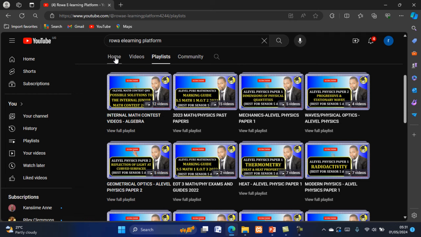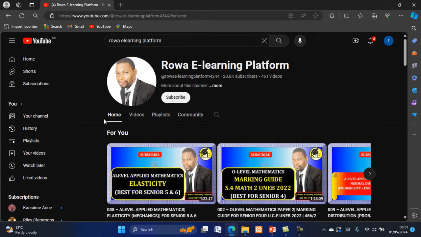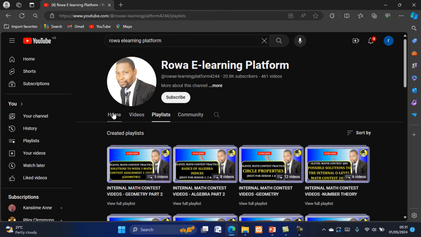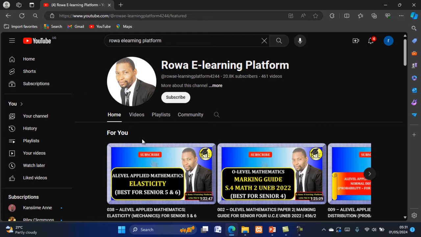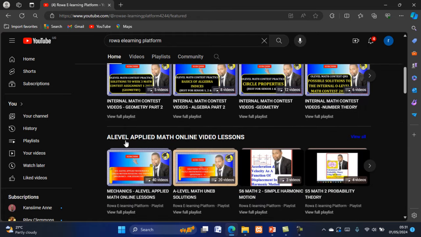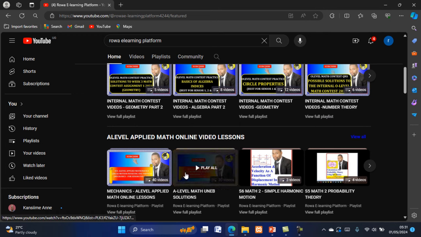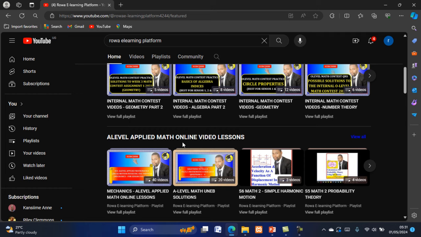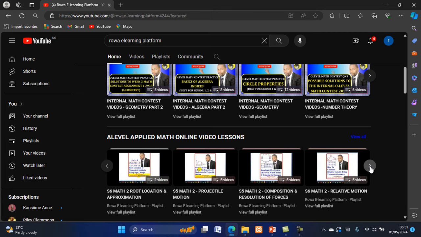But if you go to home, in home we organize the folders. Here, videos were just videos. Here, folders. In home is where the folders are well organized, and that's why you see the words created playlist. For example, A-level math means that all these are the folders for A-level mathematics, specifically applied mathematics. There are just a few, but you can press here to keep scrolling, or press here to view all.